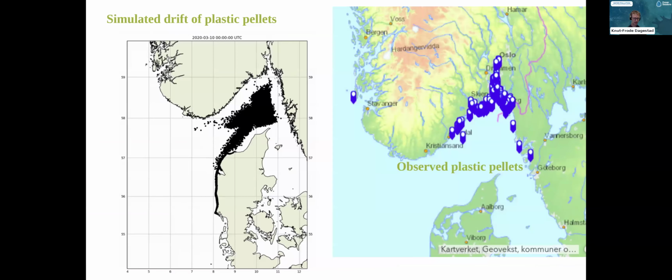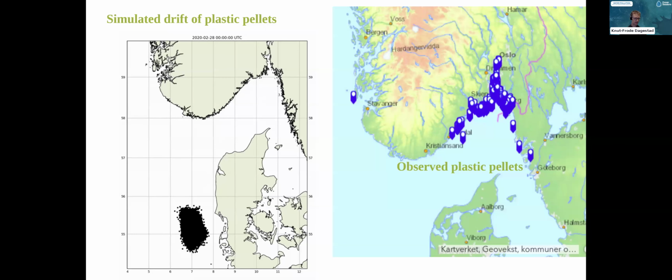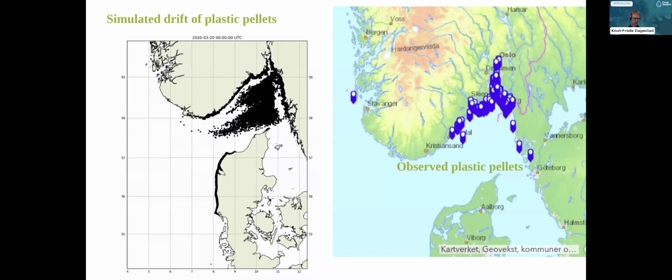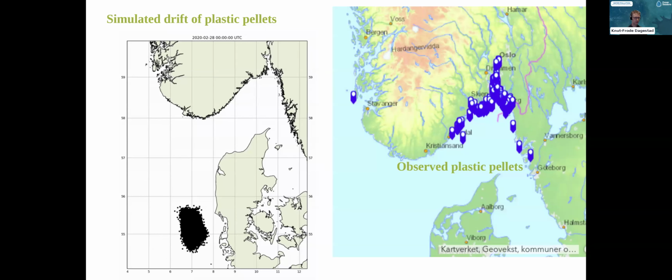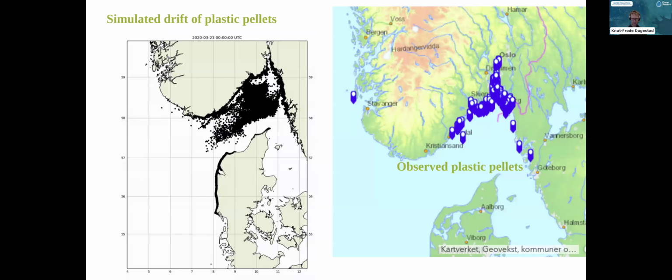So we were asked to do the simulation, and you can see to the left an animation of simulated drift using Copernicus currents and winds. And you can see to the right the observed plastic pellets, and it's a very nice match both in space and time with the pollution. So this was actually used as proof in the trial, and this company had to pay for the rescue operation.